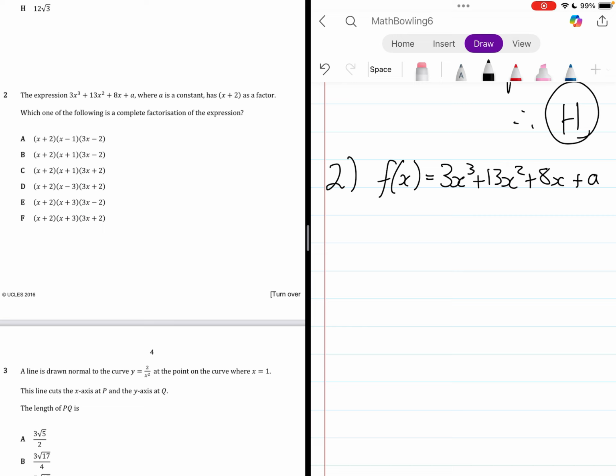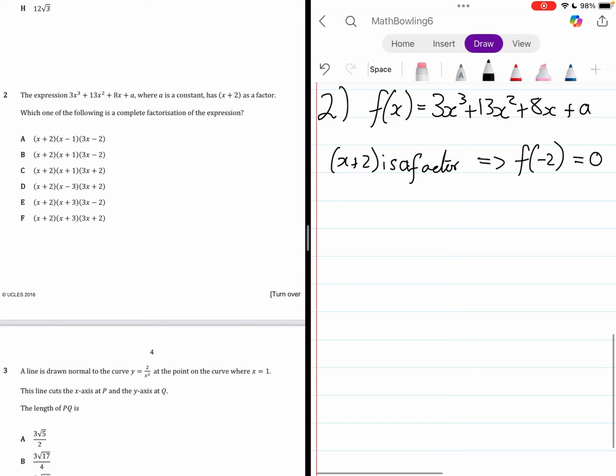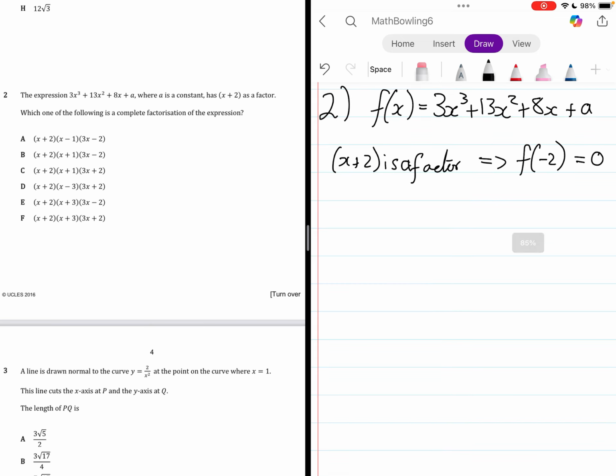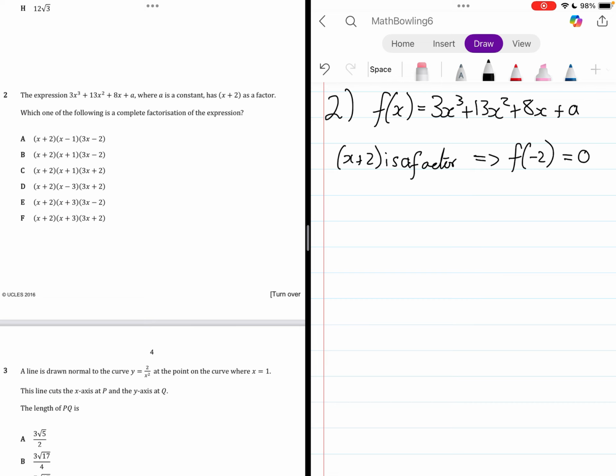If x plus 2 is a factor, that implies that f of negative 2 is going to equal 0. And this will let us find a, and then after that we can use the long division. What we do know is that a has to be a multiple of 2, and we know that because all the coefficients are integers.